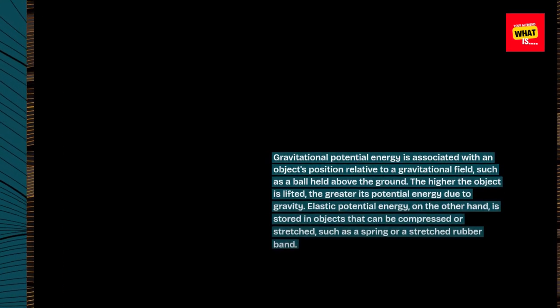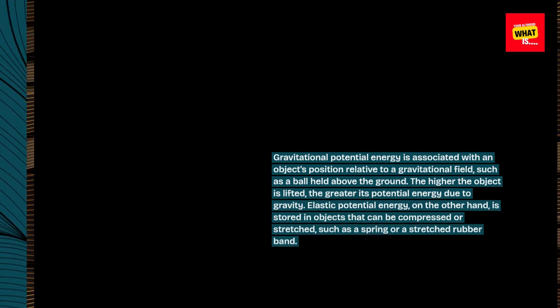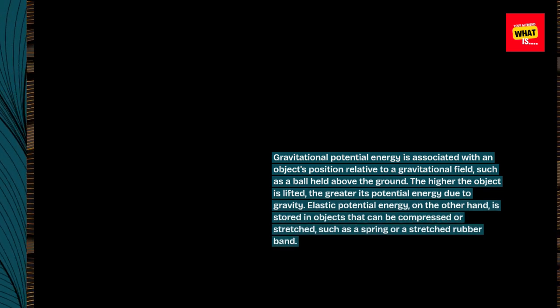2. Forms of potential energy. Gravitational potential energy is associated with an object's position relative to a gravitational field, such as a ball held above the ground. The higher the object is lifted, the greater its potential energy due to gravity. Elastic potential energy, on the other hand, is stored in objects that can be compressed or stretched, such as a spring or a stretched rubber band.